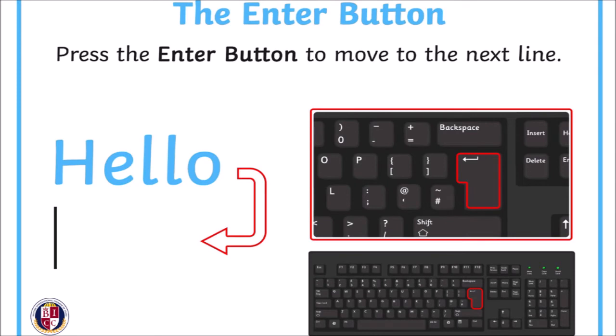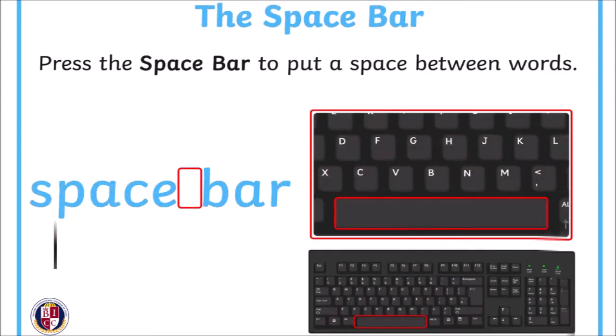Now we're gonna talk about the enter button. As we said that we have two enter buttons. We press the enter button to move to the next line. For example, if you're writing a letter and you just finished the first line and you want to go to another line, or you wrote a title and you want to go to the next line, we're gonna click on enter button to move to the next line.